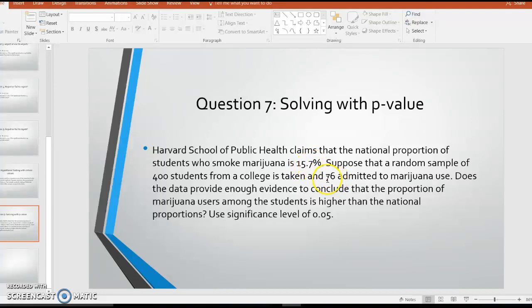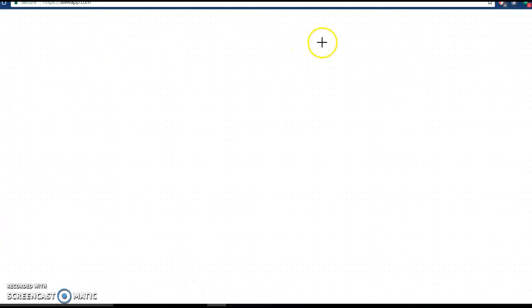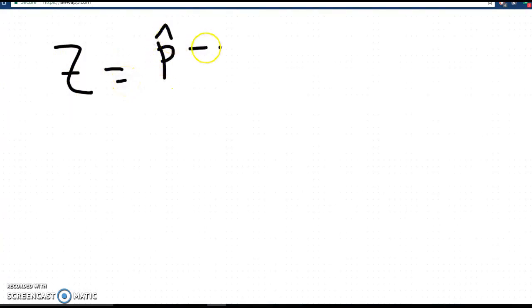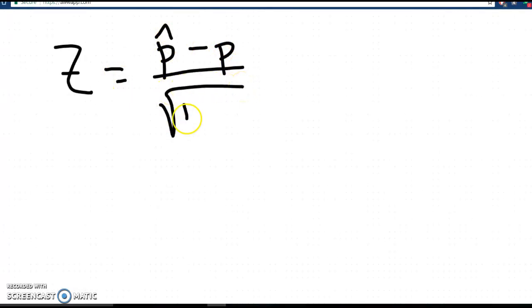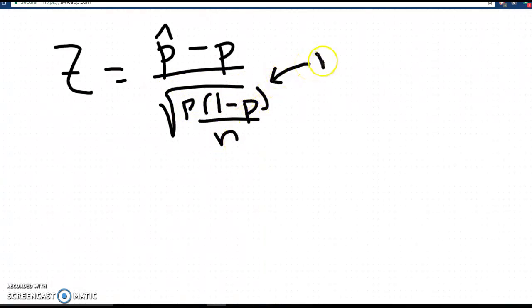The P hat is still 76 out of 400, but the way that we calculated the test statistic was wrong. So let me go ahead and go to this whiteboard. Basically, the formula that I wrote down was P hat minus P divided by square root. Now here's where the mistake is. Instead of P hat, this should actually be a P. So this is the test statistic. Right here in your notes, just put not a P hat. Should be P. So everything should be the same.